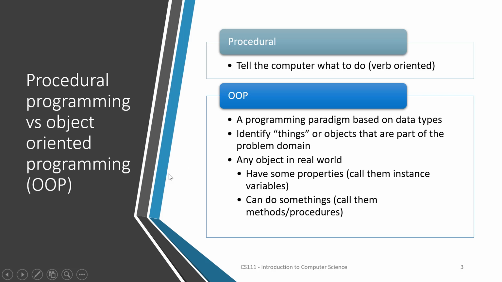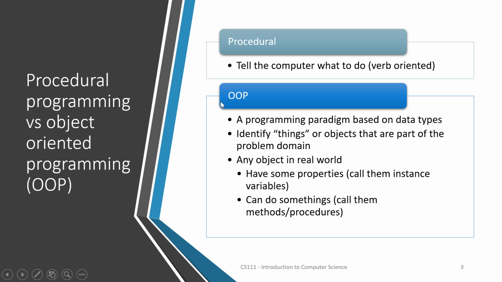So far we have seen what we mean by procedural programming. Procedural programming is about taking a complex problem and writing procedures to simplify and solve the problem. We call that divide and conquer. Procedural programming allows us to modularize our programs and maintain them easily. In procedural programming, we tell the computer what to do. We can call them sort of verb-oriented.